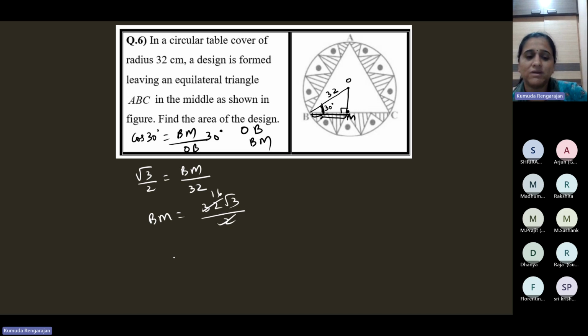Now once you get BM, double it to get BC. BC will be 2 into 16√3. So that is again 32√3. So we got the side of the equilateral triangle. Now find the area of the triangle, area of the circle, subtract, and we will get the area of the design.